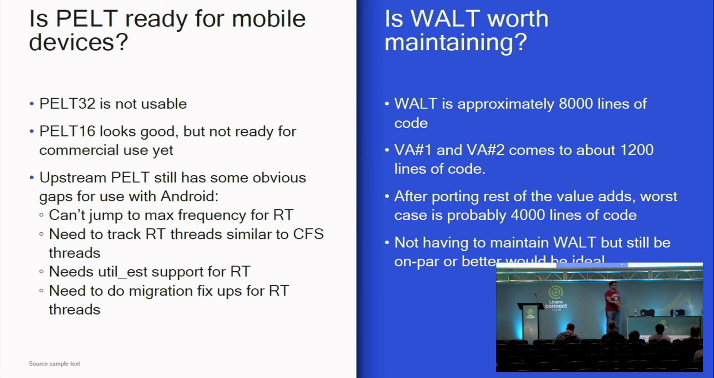So yeah, we can debate about things that are missing, either in RT or in deadline. But we are clearly lacking certain things compared to what WALT does today for Qualcomm. And is WALT actually worth maintaining?